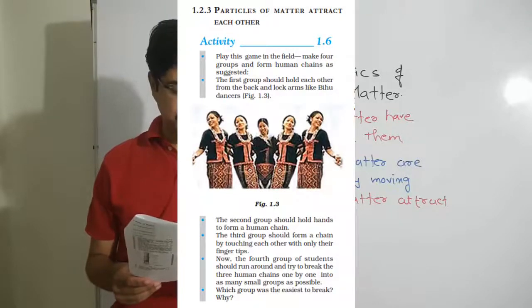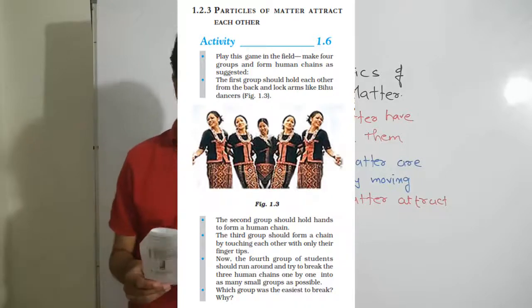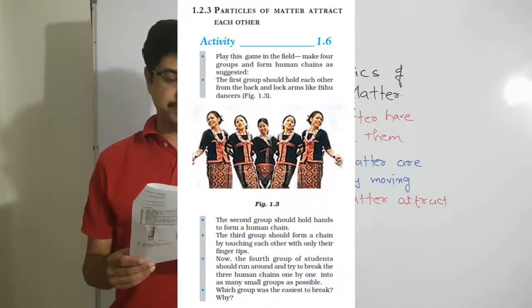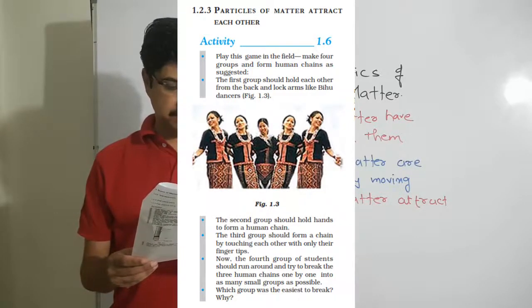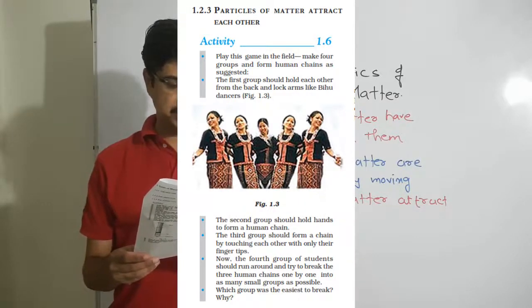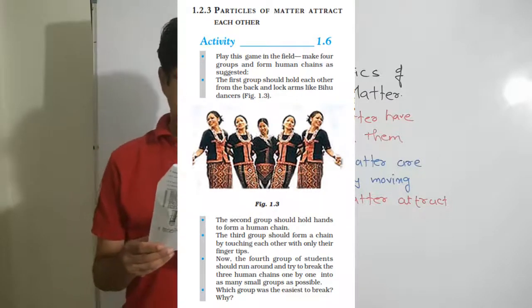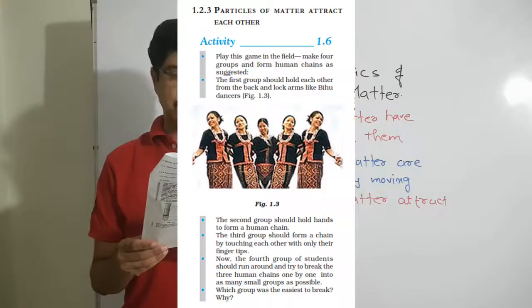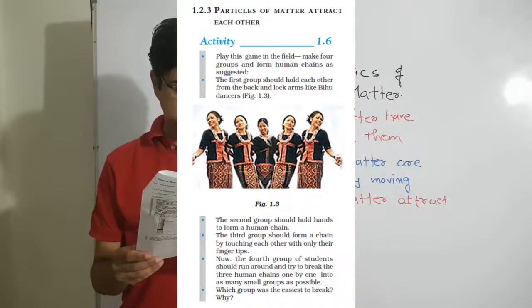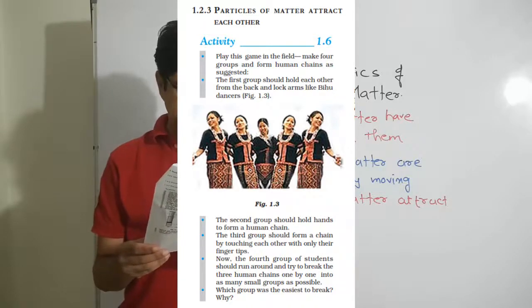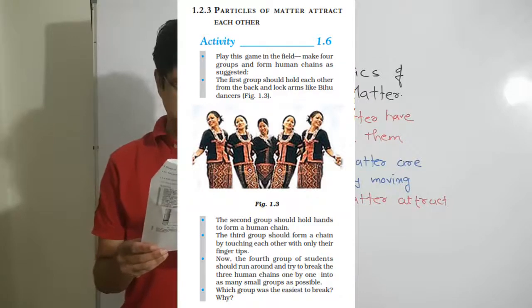Now the next activity, that is activity 1.2.3, particles of matter attract each other. From the textbook, activity 1.6: play this game in the field, make 4 groups and form human chains as suggested. The first group should hold each other from the back and lock arms like Bihu dancers that you can see in the figure. The second group should hold hands to form a human chain. The third group should form a chain by touching each other with only their fingertips.